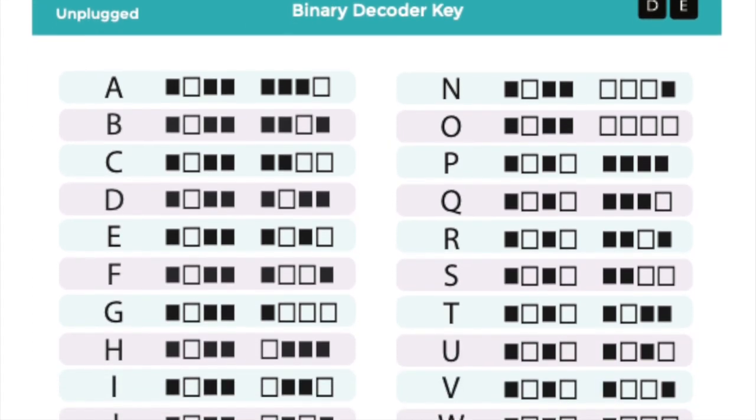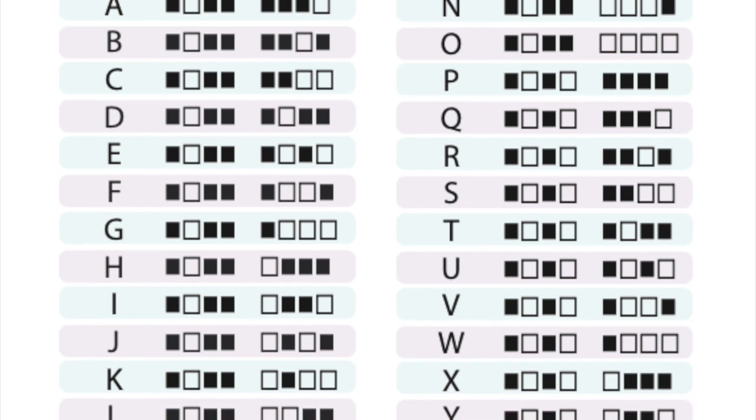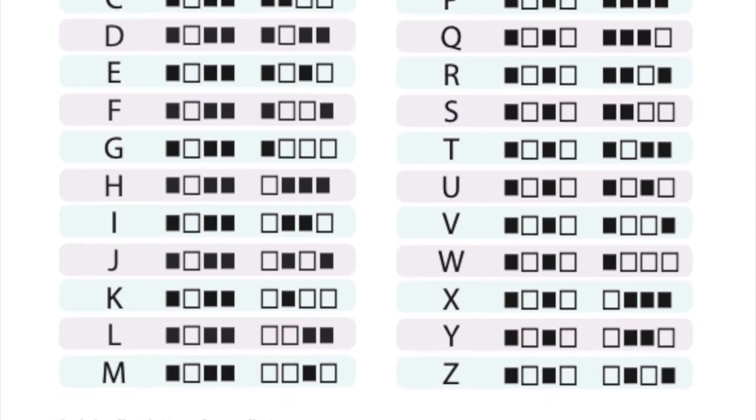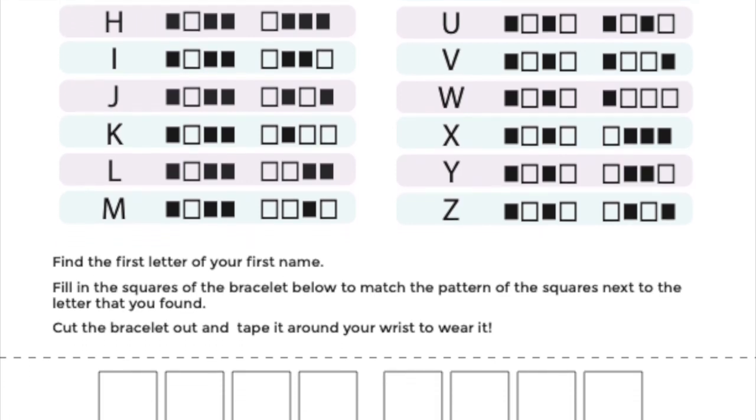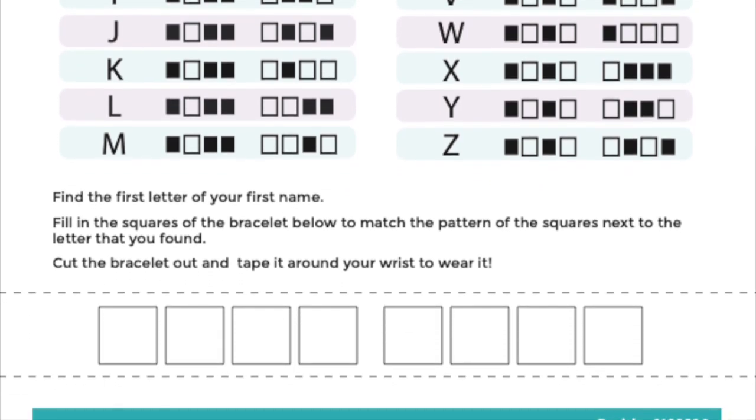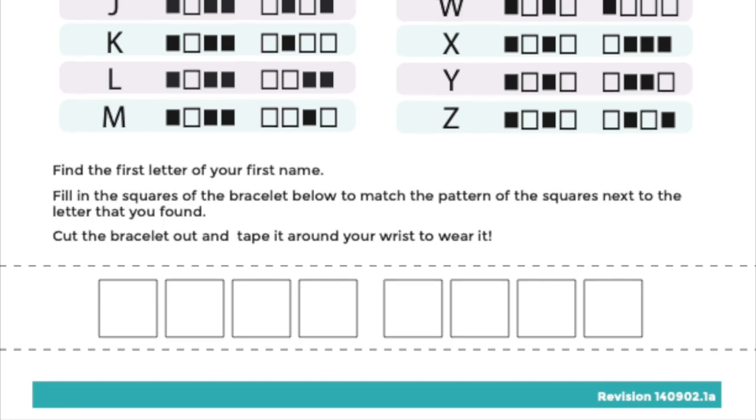Binary is like a very simple language that computers use to store lots and lots of information. We'll be using this binary decoder key from code.org. You can find a copy of it in the Google Classroom. Binary code uses symbols to represent information.